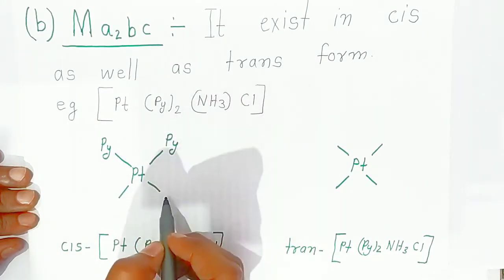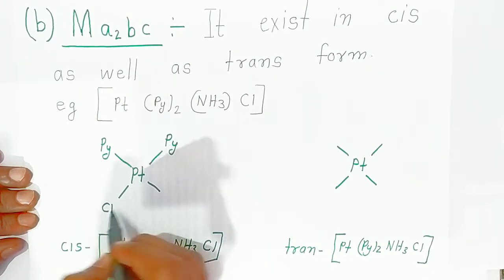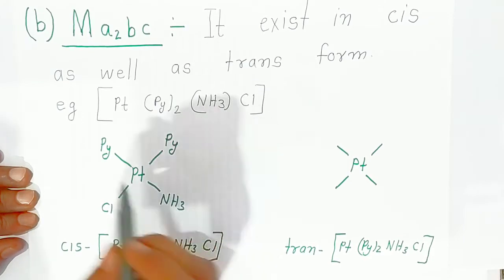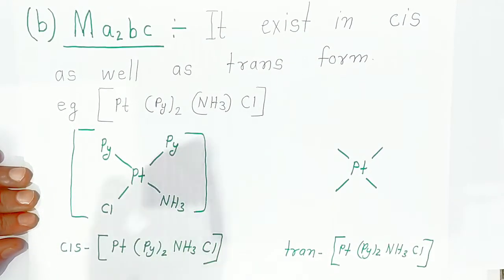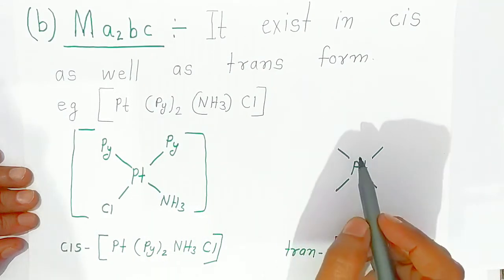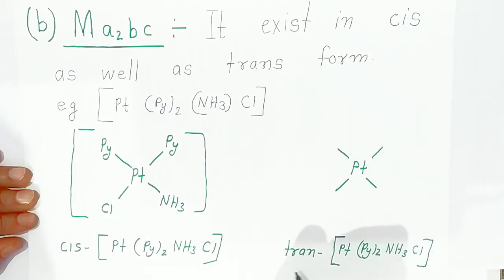Other chloride you can put here or here. So I am putting here, students, chloride, and here is ammonia. Because it is a complex, you have to put this symbol. So this is which type of complex, students? Cis type of complex. Now, students, we are going to see the trans.